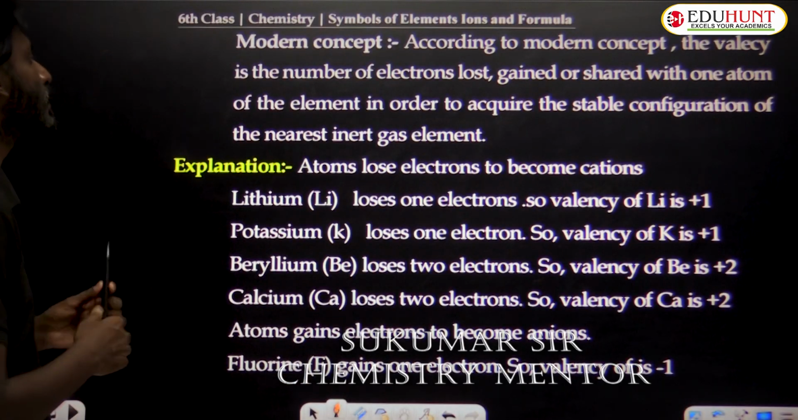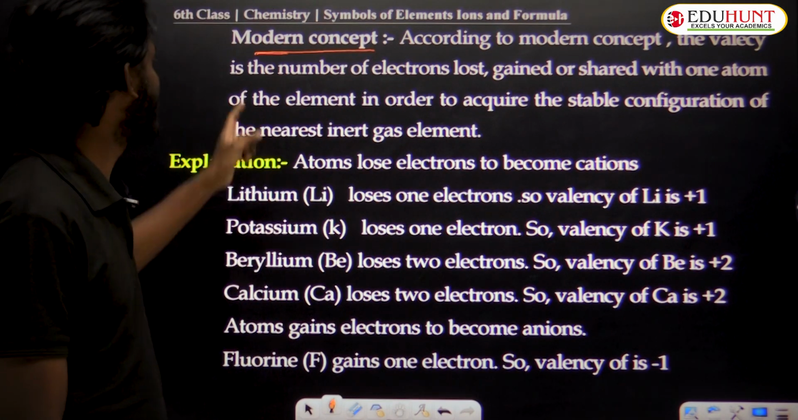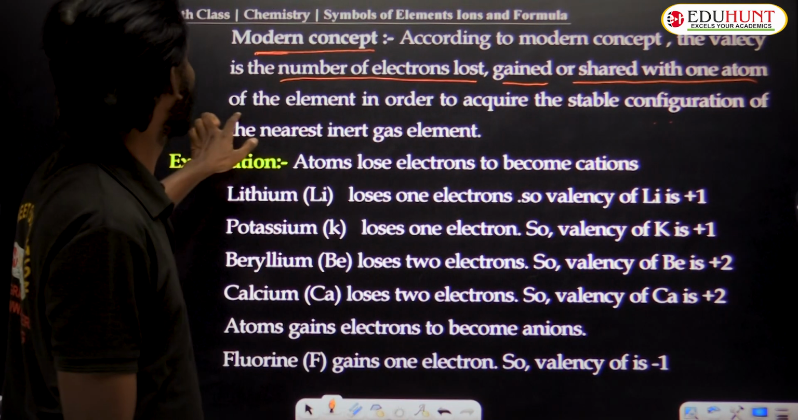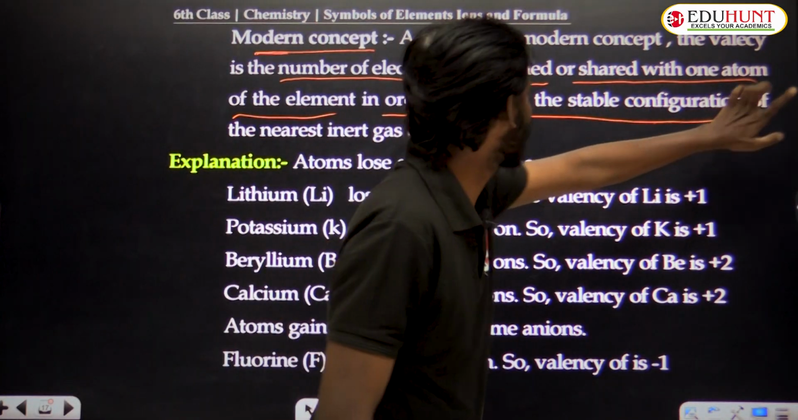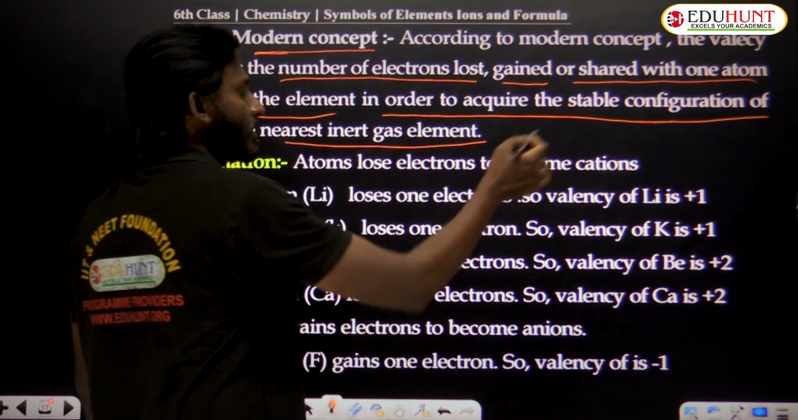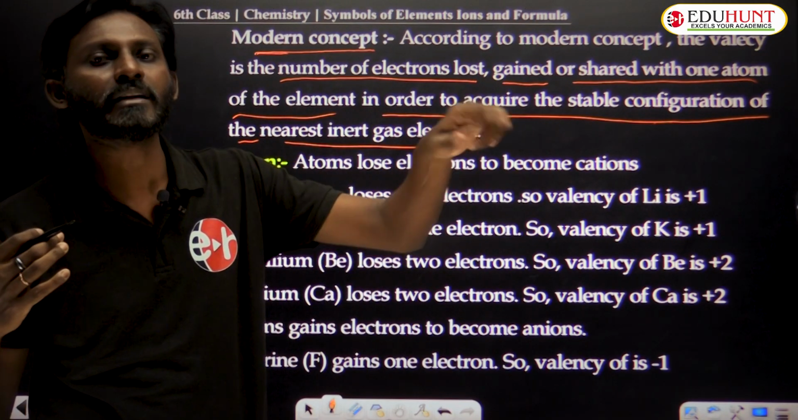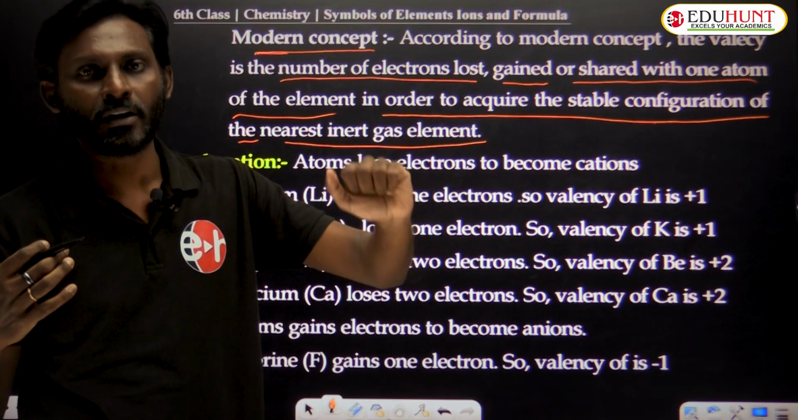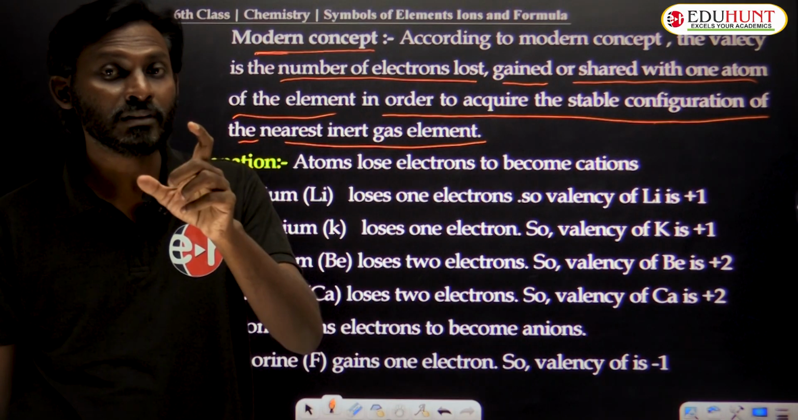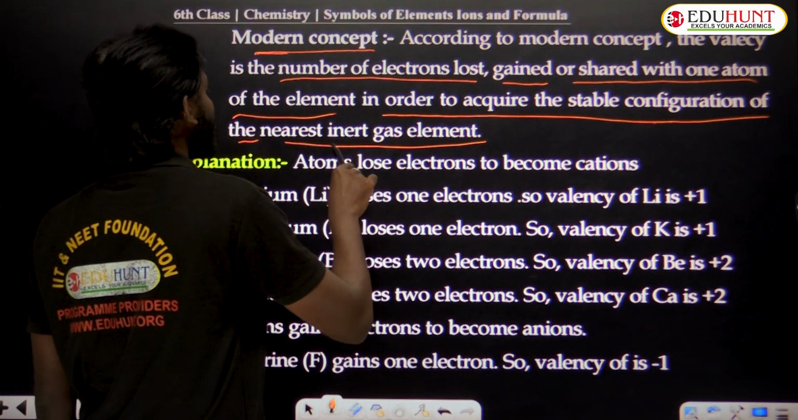Yes. See, the modern concept. Already I defined, according to the modern concept, the valency is the number of electrons lost, gained or shared by one atom of an element in order to acquire the stable configuration of the nearest inert gas element. What is that nearest inert gas element? In any period of the periodic table, the nearest inert gas generally has an octet configuration, like neon, argon, krypton. All of them have 8 electrons in the valency shell. I already told you that octet configuration is nothing but inert gas configuration, right?